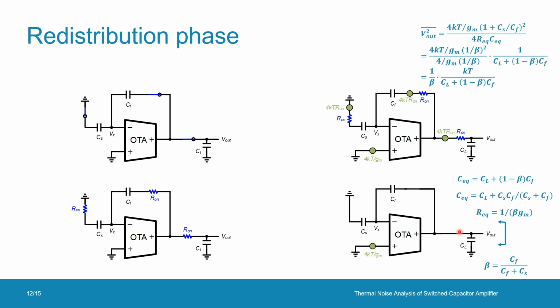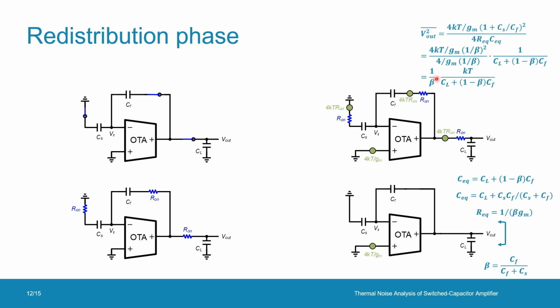After some manipulations, we again get this kT over C noise, while C is the equivalent output capacitance. Also, there is a multiplication factor 1 over beta, meaning that this kT over C noise gets amplified by 1 over beta, because again, beta is less than 1. Now, how to understand this intuitively?